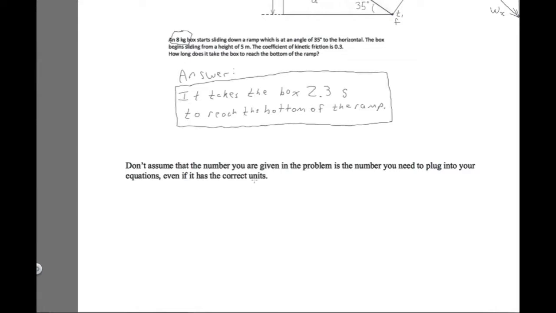So you want to pay attention to the units, but don't assume that because something has the right units, it's the right number to plug in. You have to think about it. You have to think about the details for each number to see whether it really makes sense to plug it in for a particular variable in a particular equation.